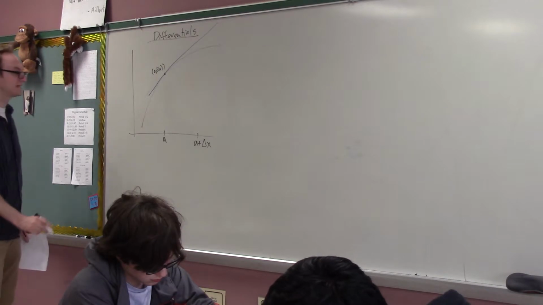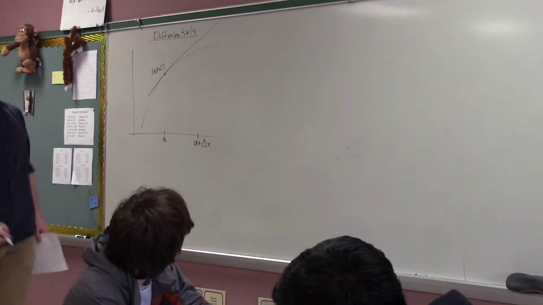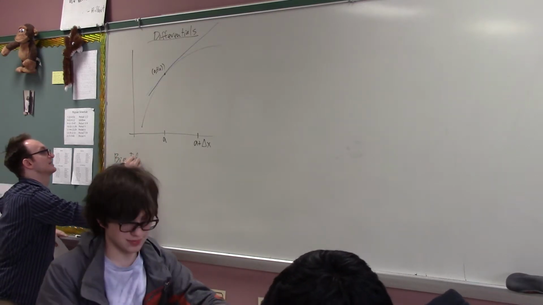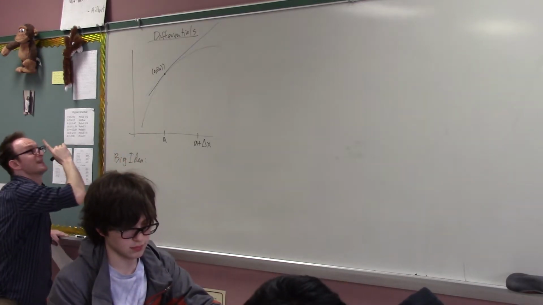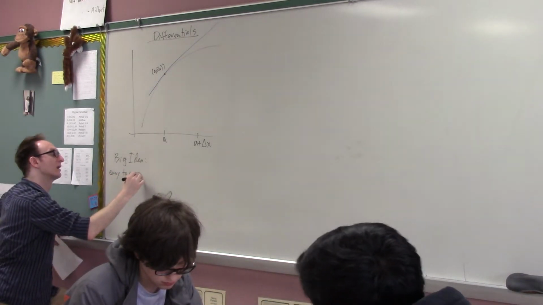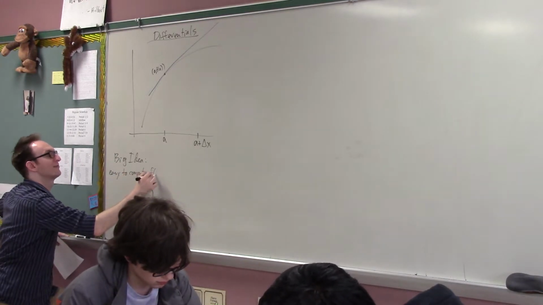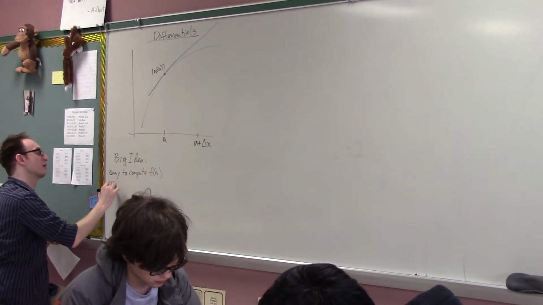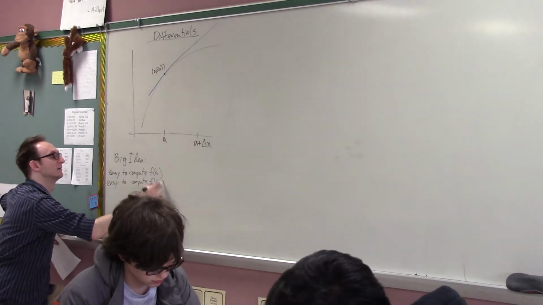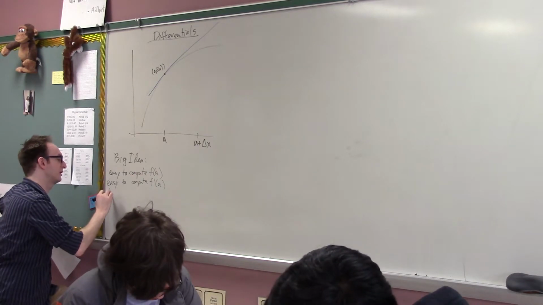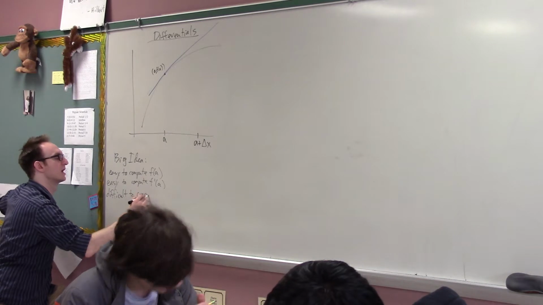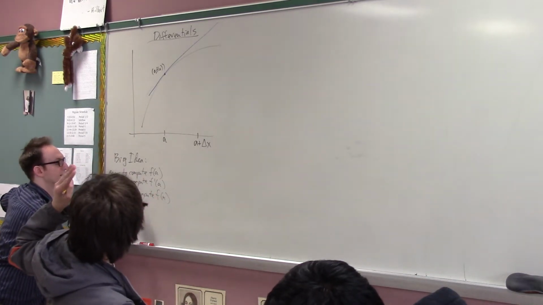All right, and the big idea here, so I'll write this down somewhere. Here's the big idea. The big idea is this process is useful when it is easy to compute f of a, and it is also easy to compute f prime of a, but it is difficult to compute f of x elsewhere.